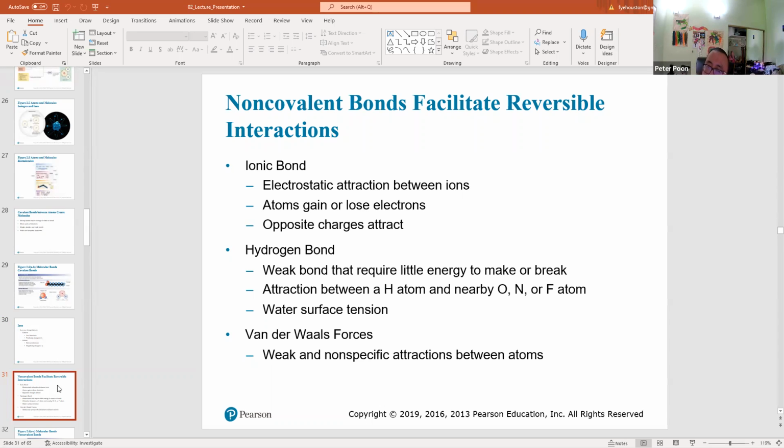Ionic bonds are electrostatic interactions between ions. Atoms either gain or lose electrons, and then the anions and the cations attract each other. Opposite charges attract.